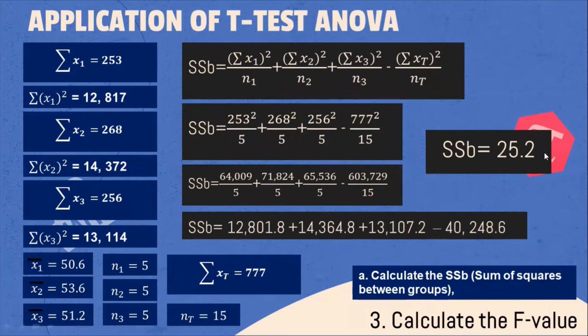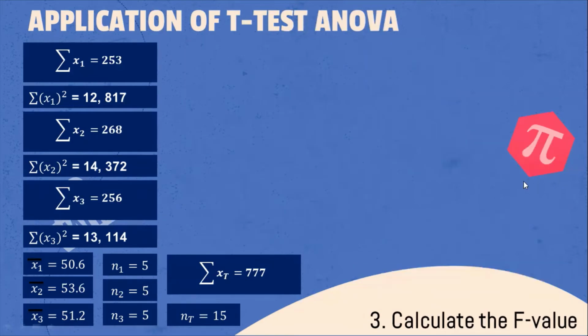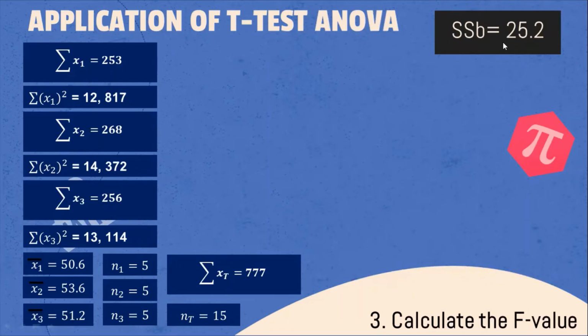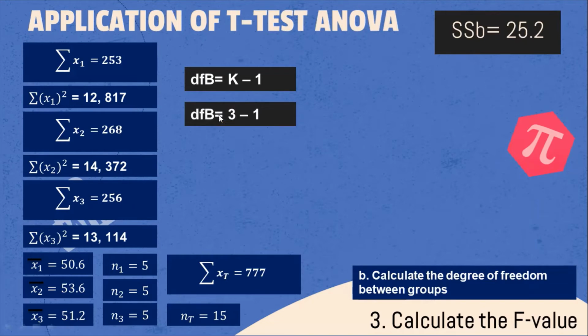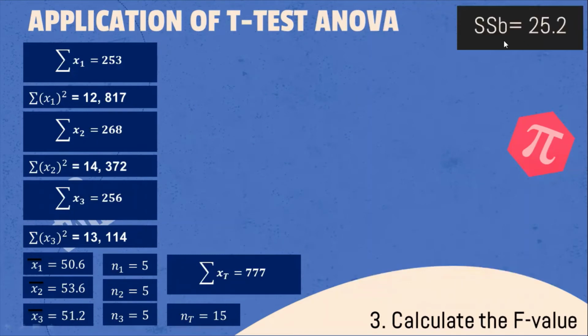I hope you were able to follow the instructions. Next one. We have now the value for SSB, which is 25.2. Next step, calculate the degrees of freedom between groups. So degrees of freedom between groups is equal to k minus 1. We have 3 total groups, 1, 2, 3, minus 1. Degrees of freedom between groups is equal to 2. As simple as that. We have now SSB equal to 25.2, and degrees of freedom between groups is 2.